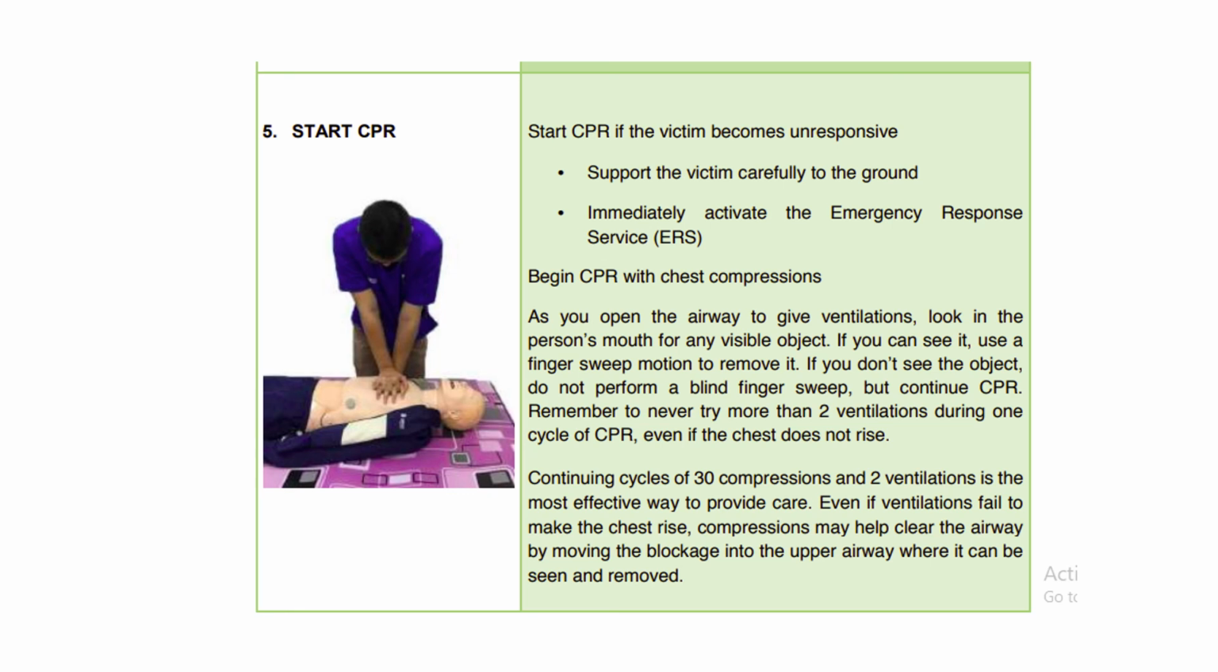So begin CPR with chest compressions, and then continue the cycle of 30 compressions and 2 ventilations, which is the most effective way to provide care. Even if ventilation fails to make the chest rise, compressions may help clear the airway by moving the blockage into the upper airway, where it can be seen and removed.